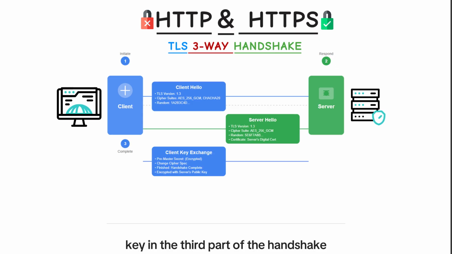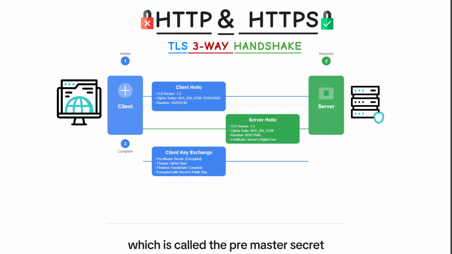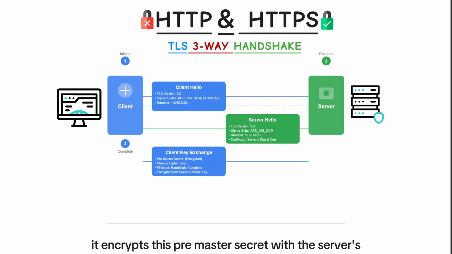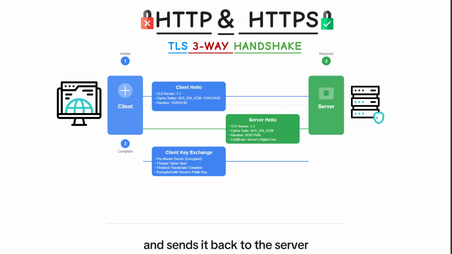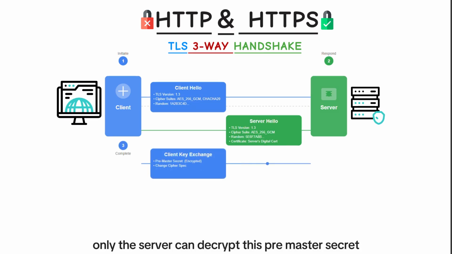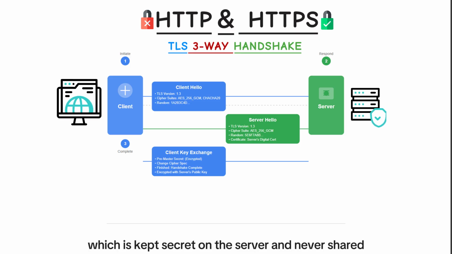In the third part of the handshake, the client generates one more random string which is called the pre-master secret. It encrypts this pre-master secret with the server's public key, which is from the certificate that the server sends, and sends it back to the server. Only the server can decrypt this pre-master secret because it requires the server's private key, which is kept secret on the server and never shared.